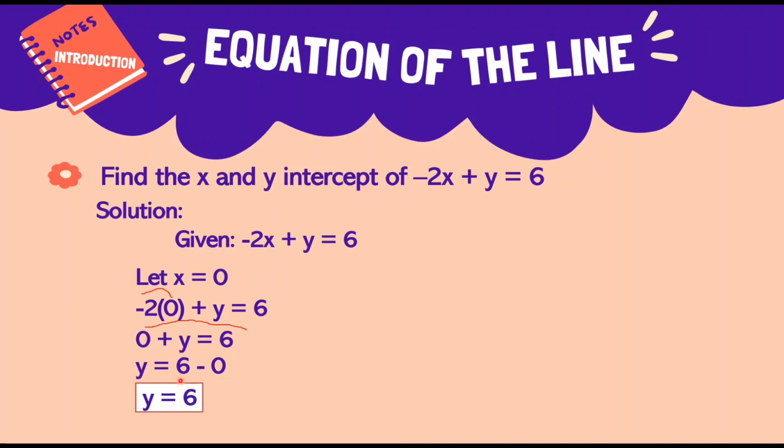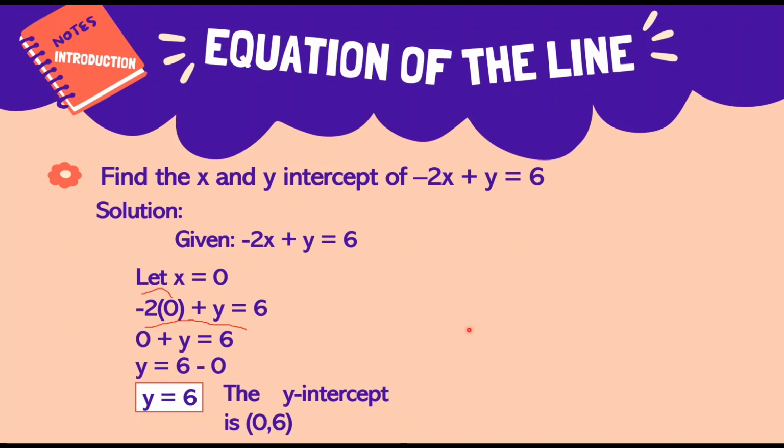Since we got the value of y here, we can now have the y-intercept. So, our y-intercept is 0 and 6. Ma'am, where did the 0 come from? The 0 is here, let x is equal to 0. And the 6 is the value of our y. So, therefore, our y-intercept is 0 and 6. We have now found the y-intercept.